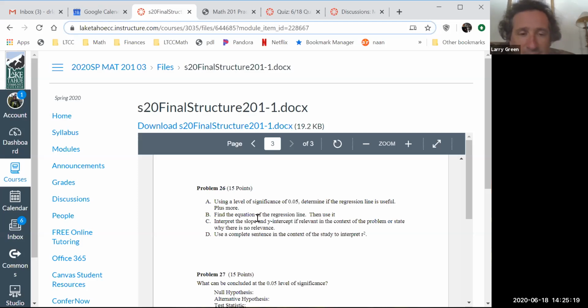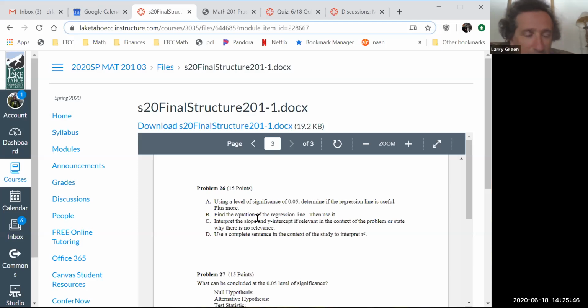And then E is interpret R squared. So again, look at the quiz that you took last week. Oh, sorry, just Tuesday, and also last week. Those will give you some good examples. The other thing is that I always give you examples in the webinars, and the webinars are all on YouTube, so you can go and look at all the webinars and see more examples. There are lots and lots of examples in this class.